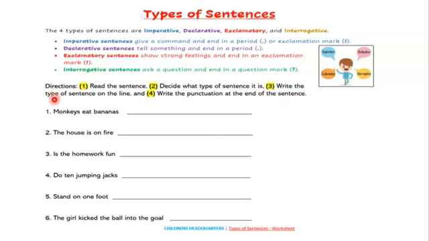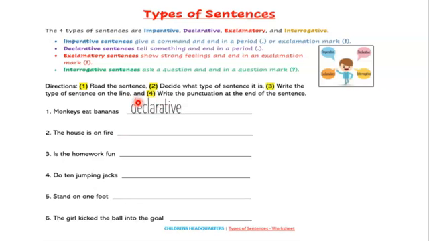So we're going to write the type of sentence on the line, which is the next part of the directions. So what type of sentence tells us something? A declarative sentence. Very good. So we're going to write that on the line there. Are we finished? No, absolutely not.